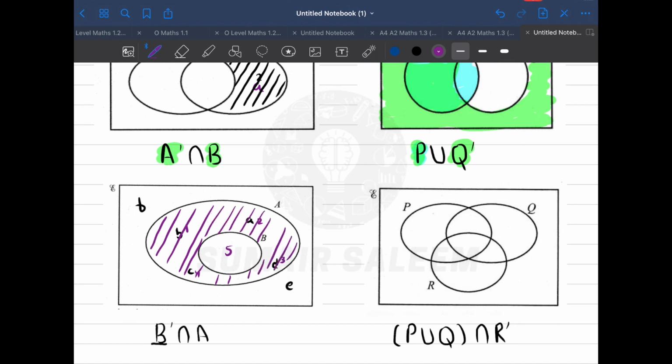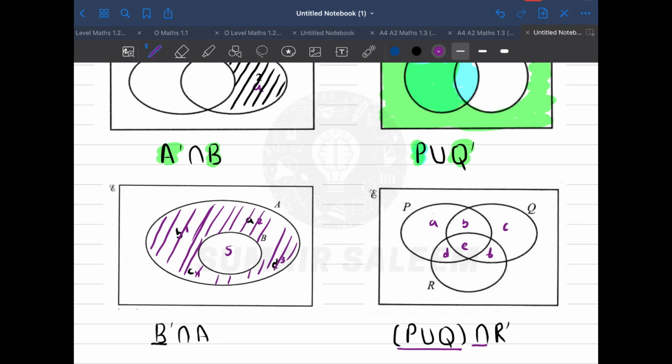And the rest you're going to erase. Do you get the idea of how to do shading involving intersection? Now it says P union Q. What does P union Q mean? Entire P, entire Q. And there is intersection involved in the question. So in entire P and Q, let's write letters.